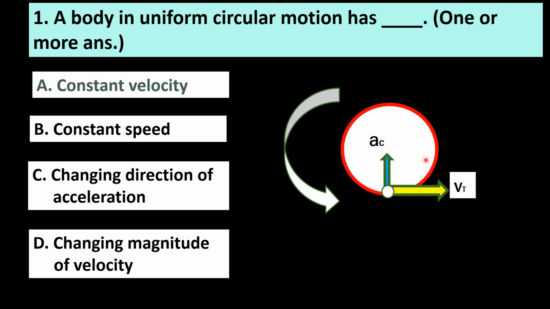Now, what if the body has changed position? Supposing it's now in this new position. By the way, we are considering that the body is moving in a counterclockwise circular motion, as indicated by this big curved arrow. What if the body is at that point?